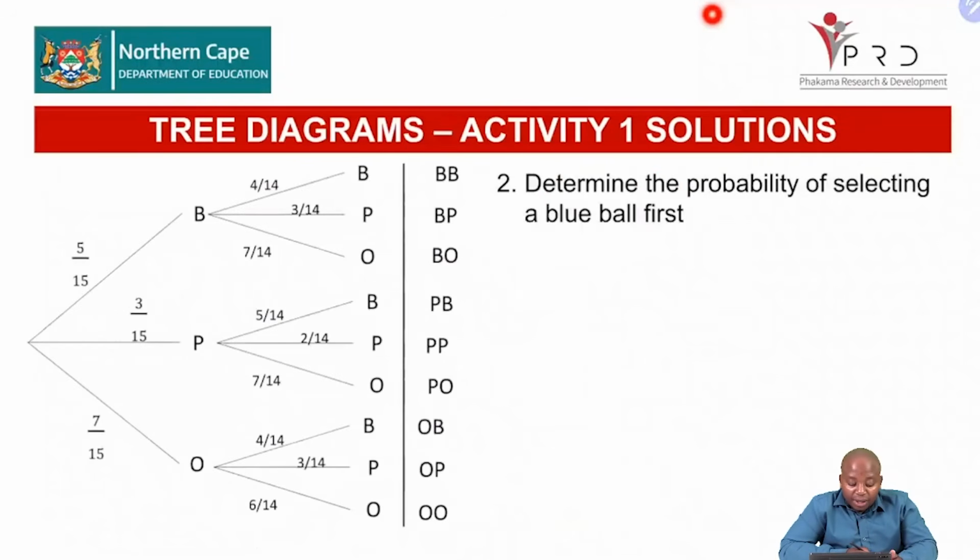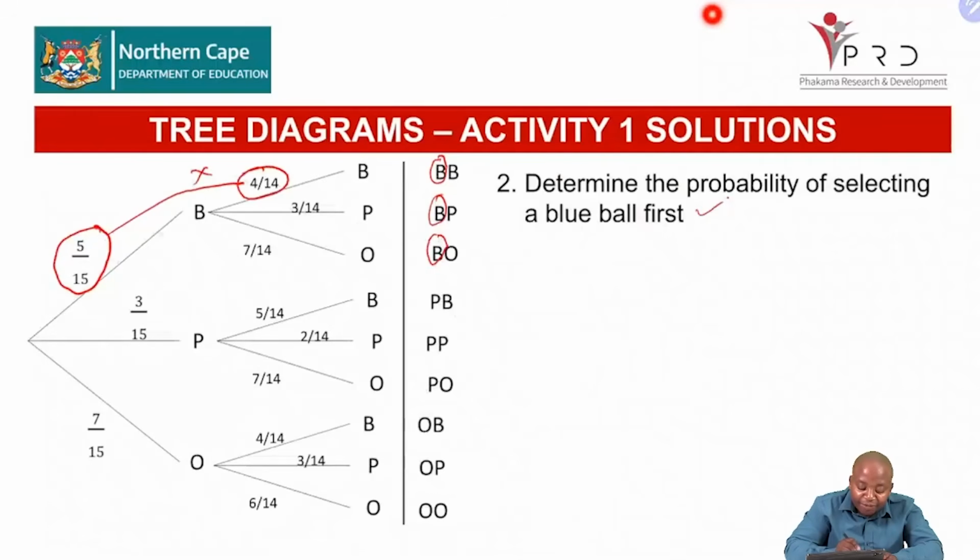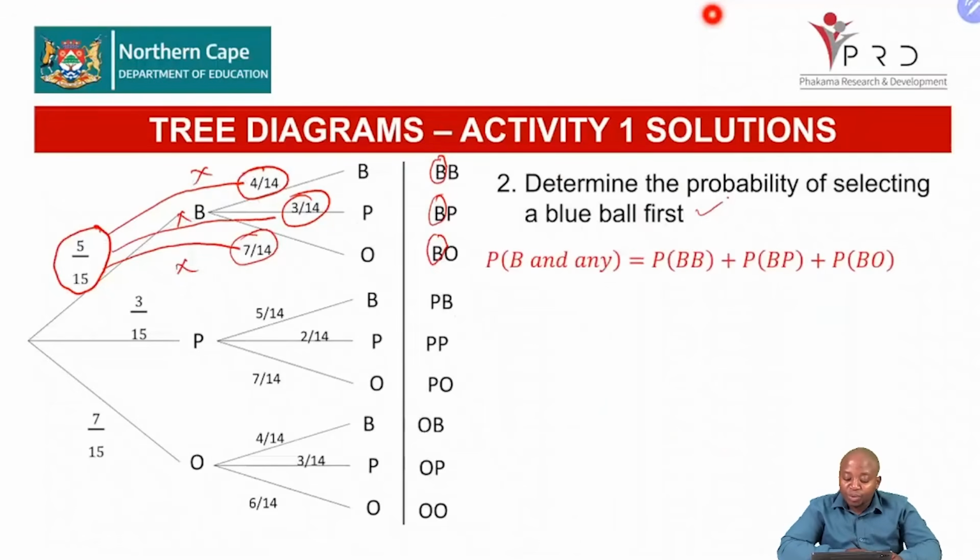Right, now let's proceed. Determine the probability of selecting a blue ball first. Blue ball first, the one that starts with the B. B, B, and B. All of these other ones don't start with the B. They start with the P, or start with an O. So we are going to take this, multiply by that. That is the first one. Second one, those two, multiply them together. The third one, we multiply those together. So it's going to be the probability of blue and any: BB is the first one, BP, and BO. So this is going to be what?